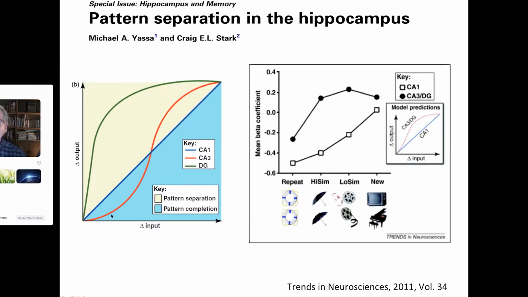On the left here is this very well-known type of figure showing pattern separation and completion. The idea is, when you change the input into a system, how is the output affected? If the output is affected less than the input, you can call that pattern completion. If the change in output is greater than the change in the input, that is pattern separation. The idea is that the dentate gyrus of classic models is doing pattern separation. It very rapidly changes outputs for minor changes in inputs.